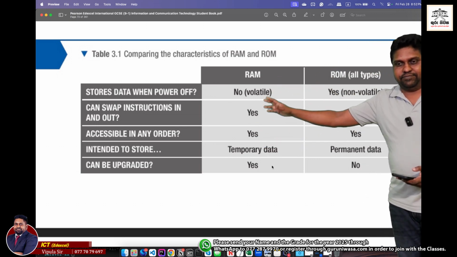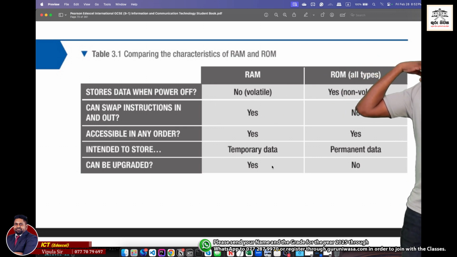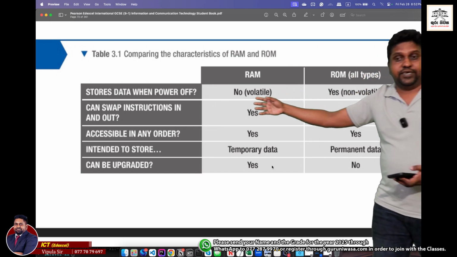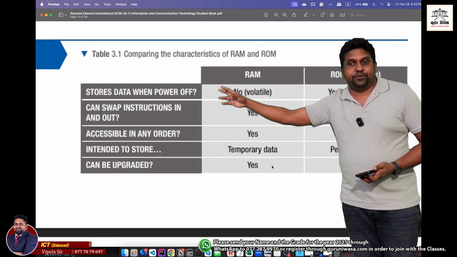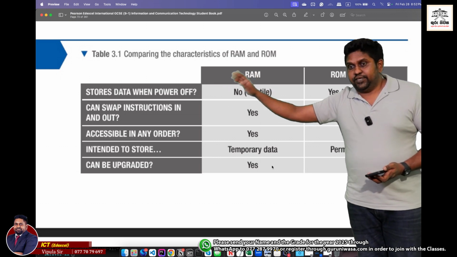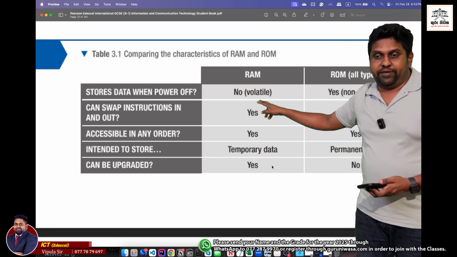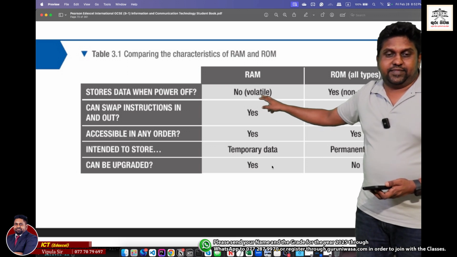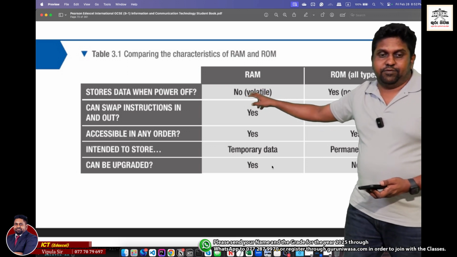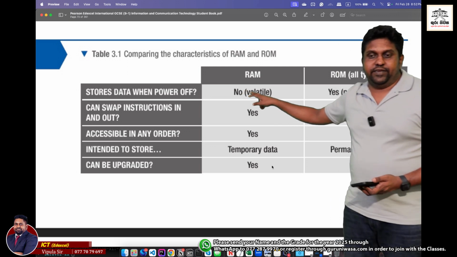Okay, so simple differences. Number one is about the storage of data, whether we need power or not to retain it. So RAM is volatile. When the power is off, your data will not be retained.